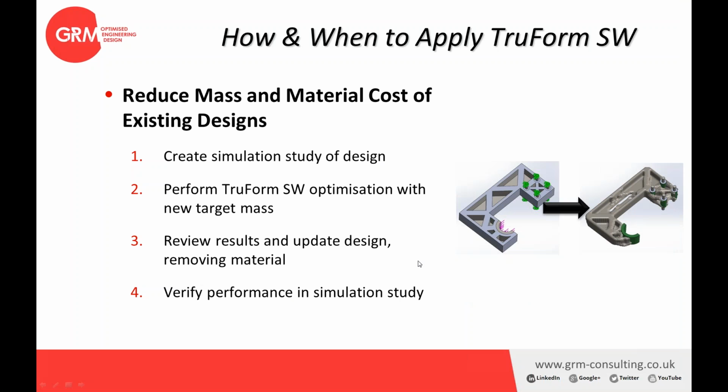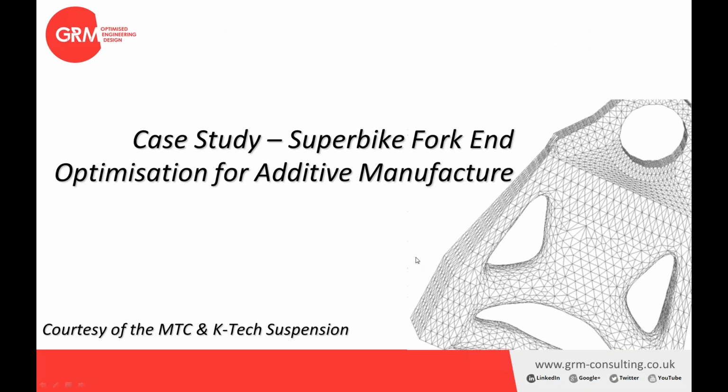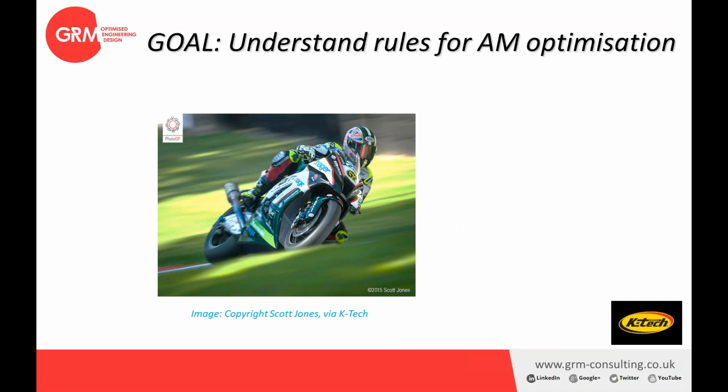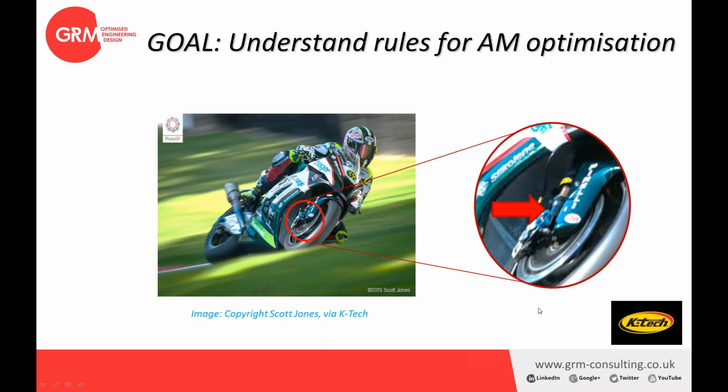Okay. So just to expand a bit on these simple example parts, I'll take you through a case study that has been performed by the Manufacturing Technology Centre here in the UK for K-Tech Suspension. These are a company designing, developing and manufacturing suspension for motorbikes. And this particular application of TruForm was in the development of the suspension fork end, so the mounting for the brake caliper. And this was a part that is to be manufactured using the additive manufacturing process, so that gives a little bit more freedom as well to what can be achieved through the topology optimization.